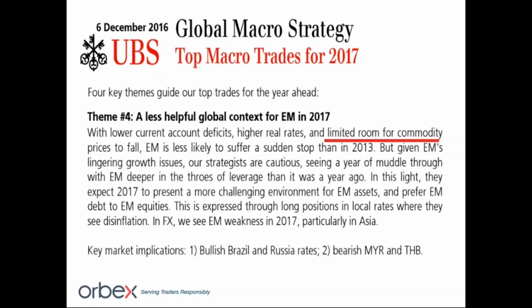Okay. Now in FX we see emerging market weakness in 2017, particularly in Asia. So we want to carry that through. Look at that for you guys in Malaysia. Bearish ringgit and Thai baht. So bullish Brazilian currency and the Russian ruble. Okay, so bullish on the Brazilian, bullish on the Russian, bearish on the Malaysian ringgit, and bearish on the Thai baht. Okay, so these are the key market implications.